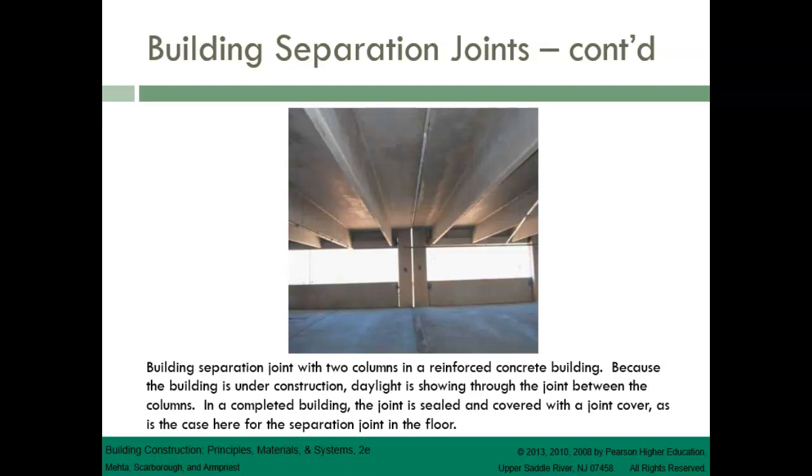This is an example of a building separation joint with two columns in a reinforced concrete building. Because the building is under construction, daylight is showing through the joint between the columns. In a completed building, the joint is sealed and covered with a joint cover, as is the case here for the separation joint in the floor.